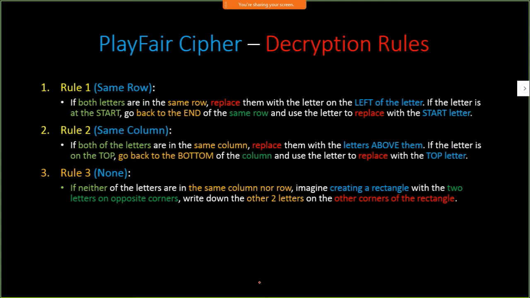And rule number 3: if neither of the letters are in the same row or the same column, imagine creating a rectangle with the two letters on opposite corners. Write down the other two letters on the other two corners of the rectangle.